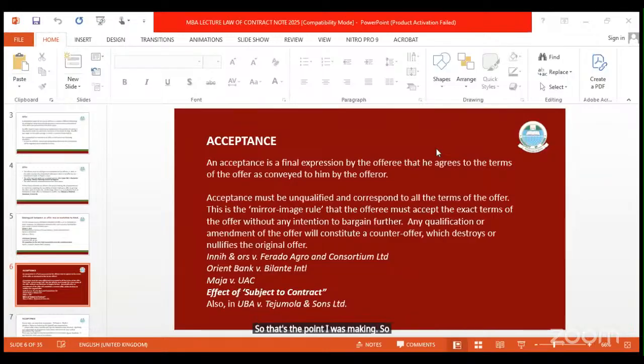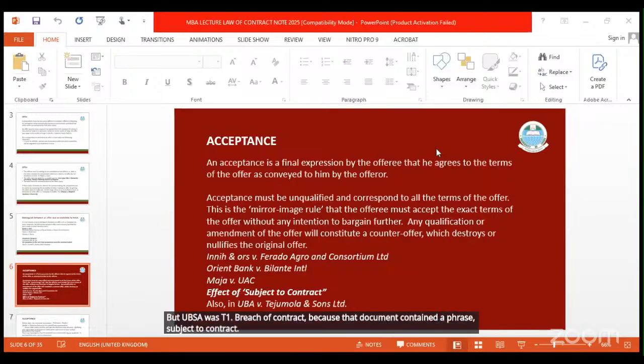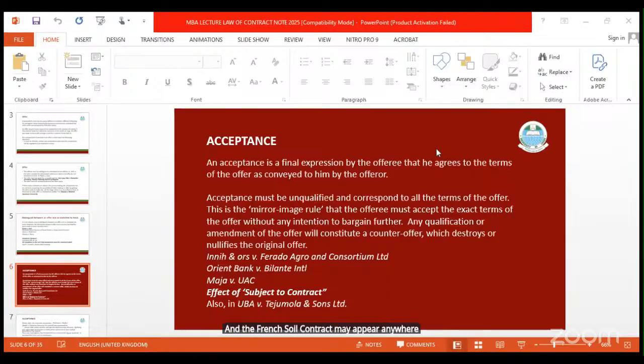You see that even though Tejimola spent, in fact the company went and borrowed money, to renovate that building, after finishing the renovation UBA said they were not going to take it again. UBA still won, and Tejimola could not win on the ground of breach of contract because that document contained the phrase subject to contract. The phrase may appear anywhere. It can be somewhere in the middle of the document, it can be at the end. It need not be at the top of the document.